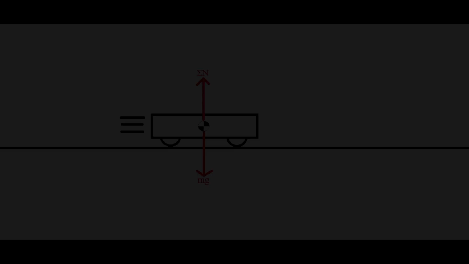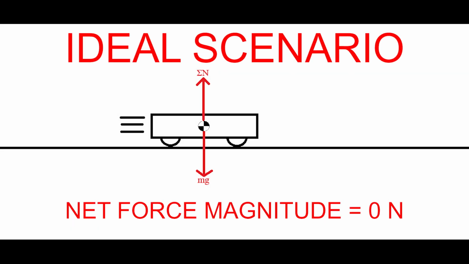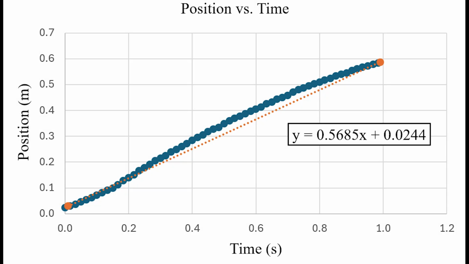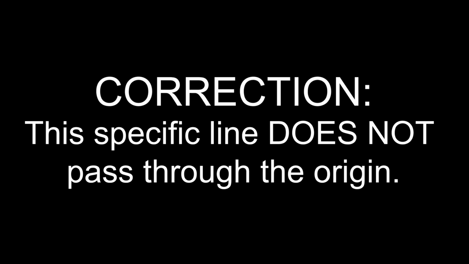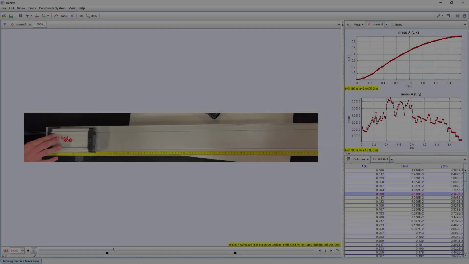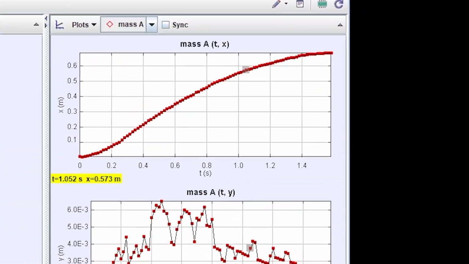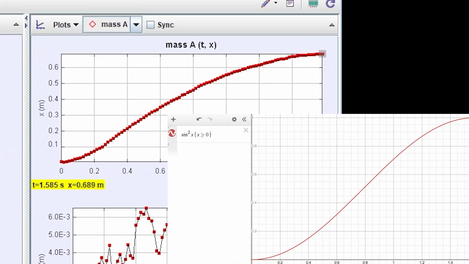The objective of this lab was to compare the cart's actual motion to its supposed motion if it was in an ideal scenario without forces like drag and friction. We discovered that the position-time graph of the ideal scenario is a straight line with positive gradient passing through the origin, and that the actual position-time graph resembled a y equals sine squared x graph instead.